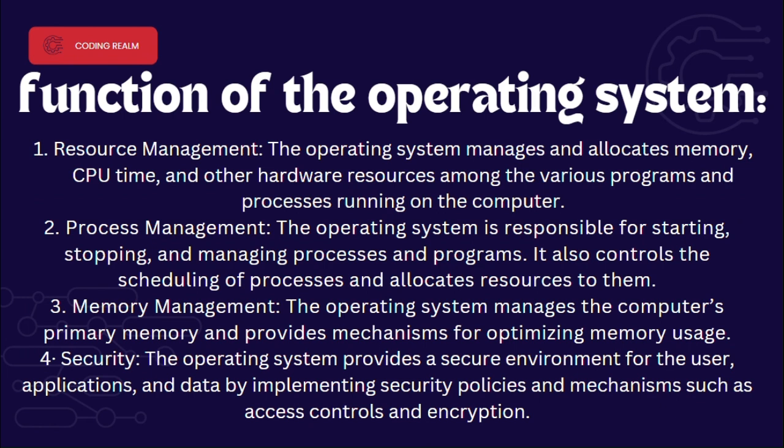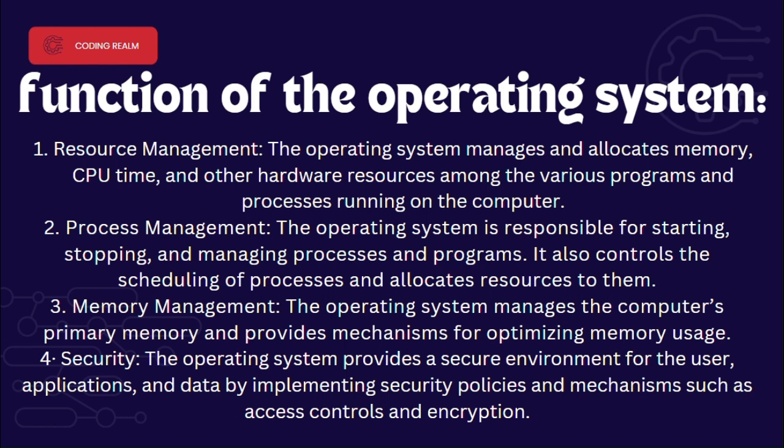Now let's talk about the functions of the operating system. One, resource management. The operating system manages and allocates memory, CPU time, and other hardware resources among the various programs and processes running on the computer. Two, process management. The operating system is responsible for starting, stopping, and managing processes and programs. It also controls the scheduling of processes and allocates resources to them.